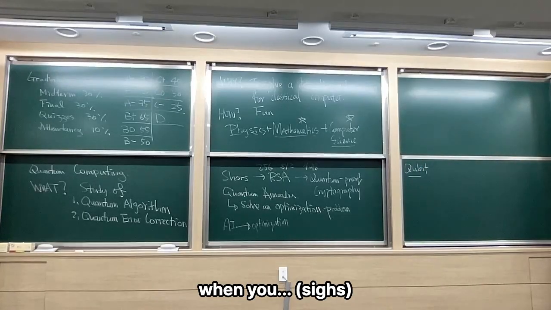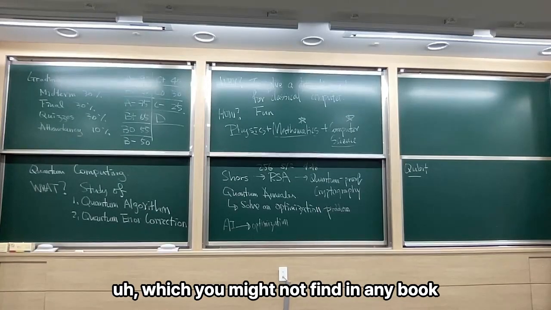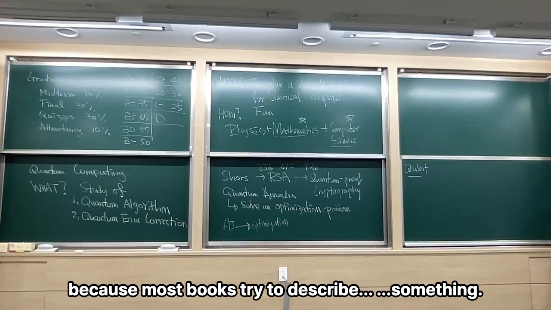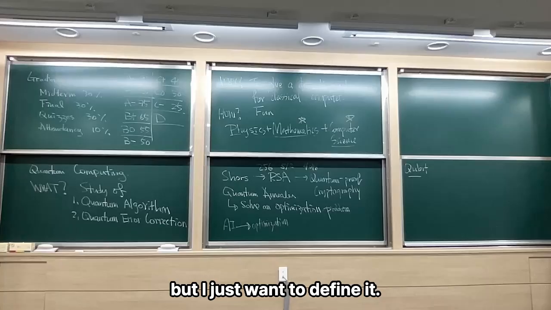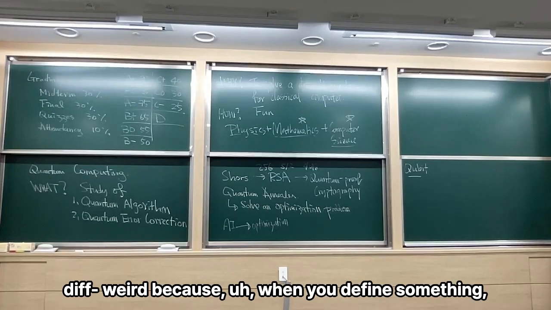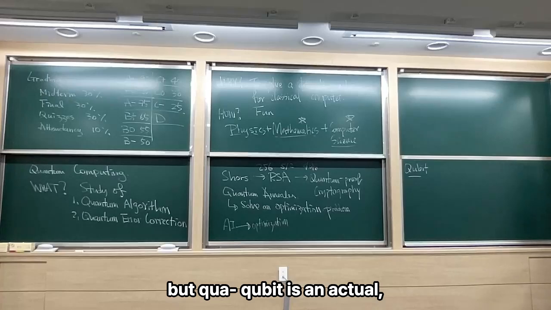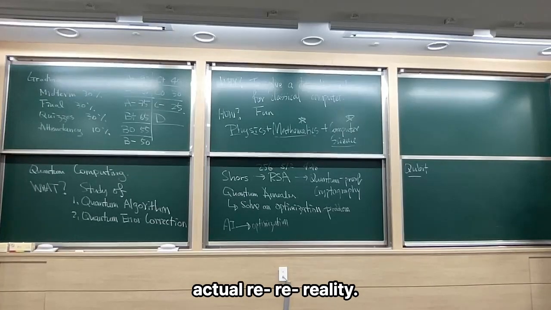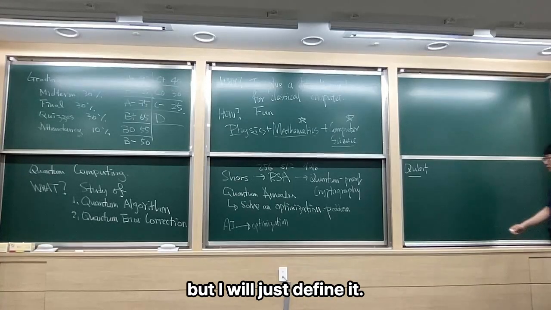So I'm going to define everything, which you might not find in any book, because most books try to describe the term and object, but I just want to define it. If you see the definition, it's a bit weird, because when you define something, I'm defining it on an abstract level, but a qubit is an actual reality. You have a qubit in your quantum computer, but it feels different from the definition, but I'll just define it.